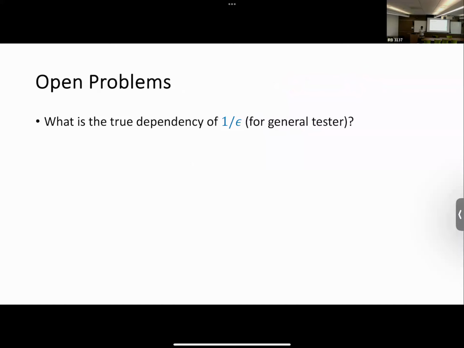So here are the open problems. One open problem is for the general adaptive tester for equivalence testing. Whatever result we have only closes the gap on the dependency on the domain size. But there is also a dependency on epsilon. Currently there is a gap. As far as I know, for the upper bound, the dependency is 1 over epsilon to the 5, whereas for the lower bound it is 1 over epsilon. So what is the exact difference?